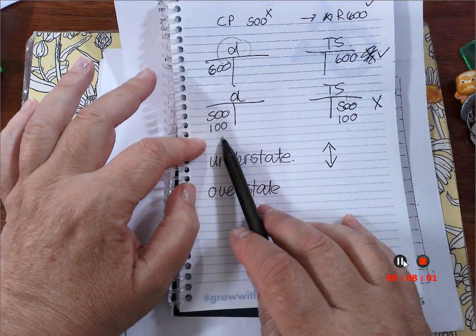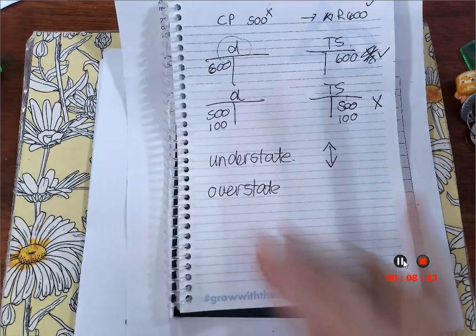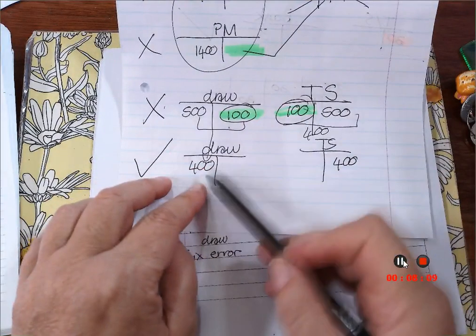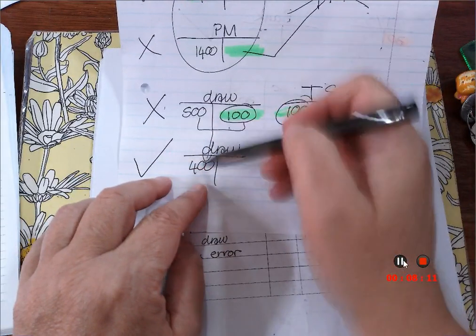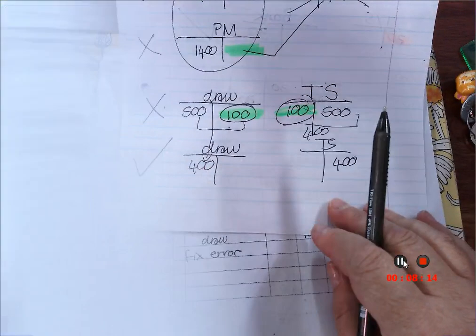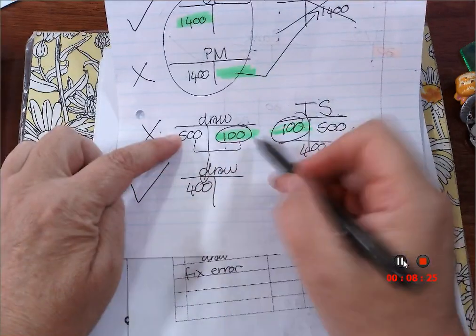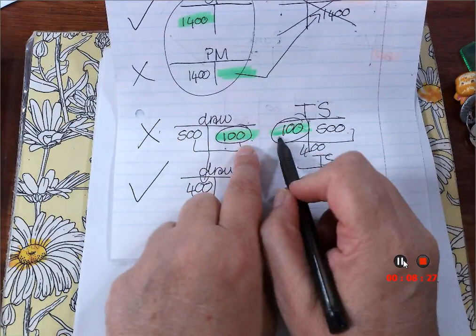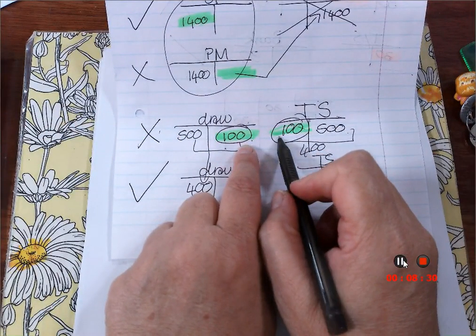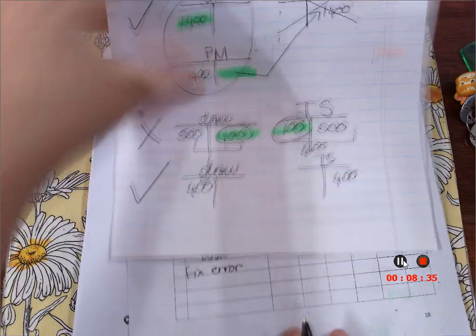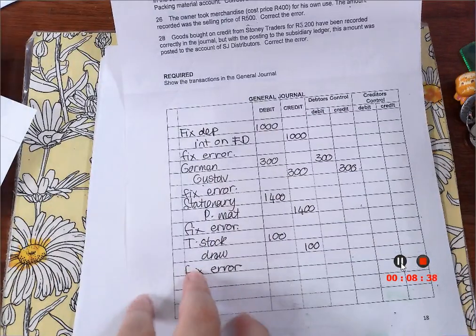You with me? Okay. Then, if it's overstated, it's like this one. I showed it 500, but it should be 400. So now I showed it too much. The term I use for that is I say it's overstated. Then I'm going to do the opposite. So what's the opposite? Here it's debit, so now I'm going to credit it. Here it's credit, so I'm going to debit it. That's the accounting principle. You sharp? Okay. I want you to do for me 28.